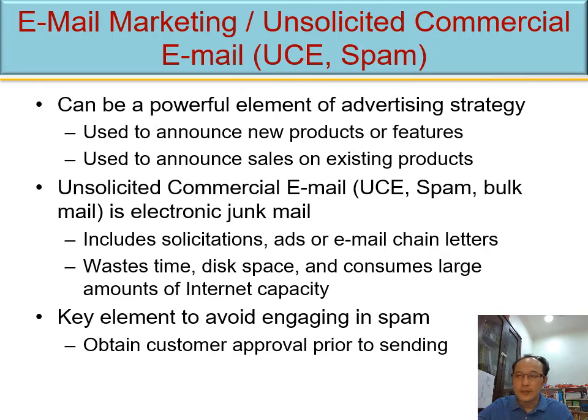So unsolicited commercial email, or UCE, spam or bulk mail, is electronic junk mail. As you're aware, junk mail keeps bringing in unwanted emails. You don't want them, but they come in automatically. It includes solicitations, ads, or email chain letters. It wastes time and space, right? It can be 100 or 1,000 emails in your mailbox if you don't stop them, and also consumes a large amount of internet capacity. You only want one or two emails, but you have to download the other emails as well.